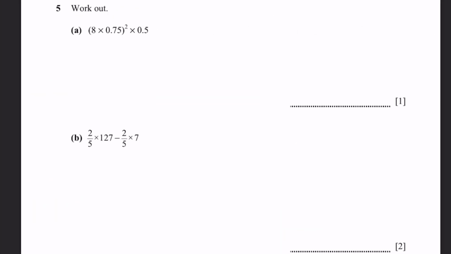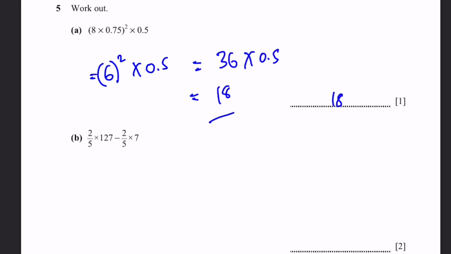Question 5. Work out A. 8 times 0.75 the whole squared times 0.5. So 8 times 0.75 is equal to 8 times 3 by 4, which is 6. And then 6 squared times 0.5, which is 36 times 0.5. That's equal to 18.